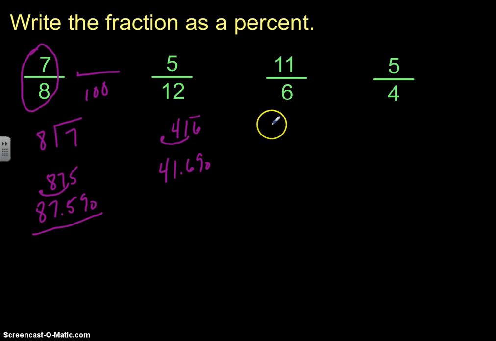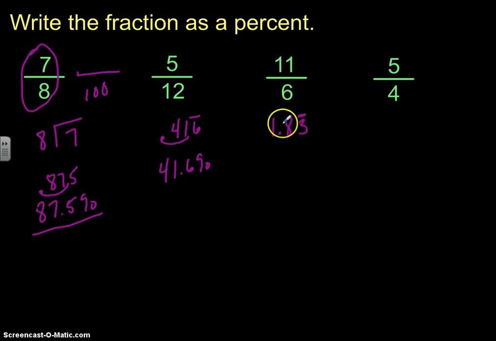Okay, here, 11 divided by 6. Well, that is going to be, if we look at that, 1 and 5/6, right? 1 and 5/6. 5/6, if you know your FDEs, should be 0.83 with the 3 repeating.